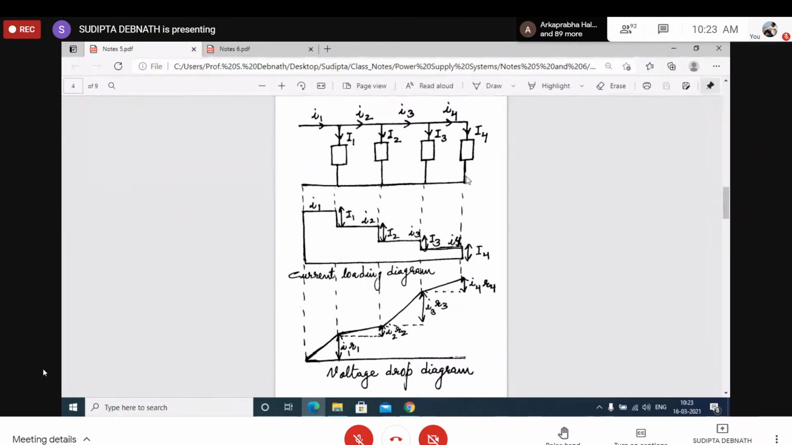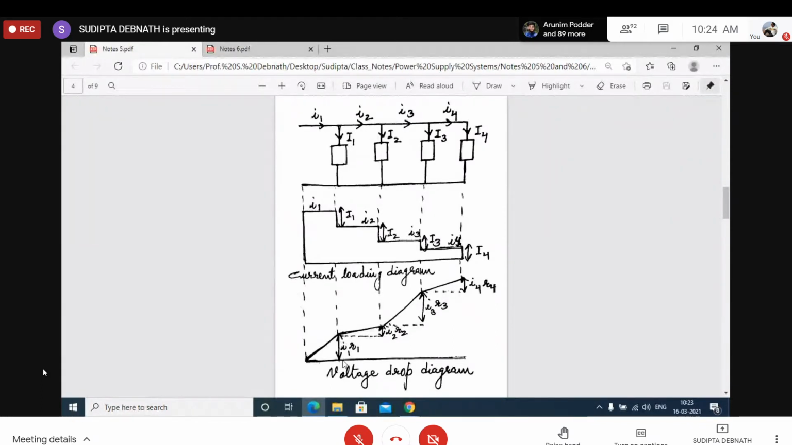And if you are asked to draw the voltage drop, what will be the voltage drop here? If the resistance here is R1, it will be I1 into R1. So what will be the voltage drop here? It will be this one, I1 into R1.